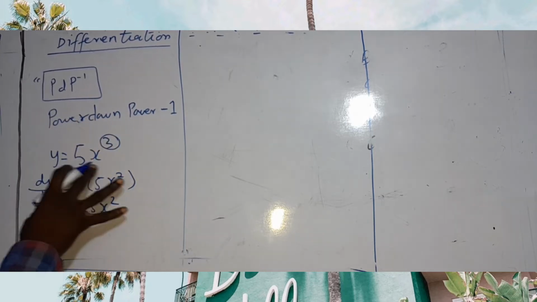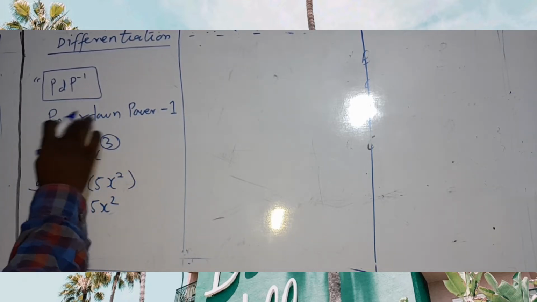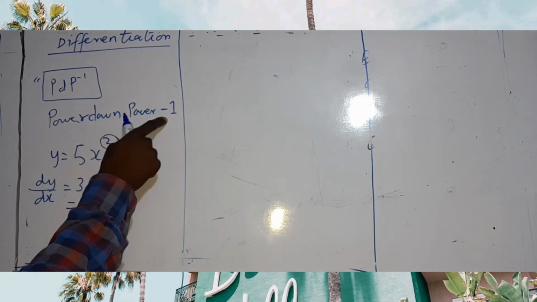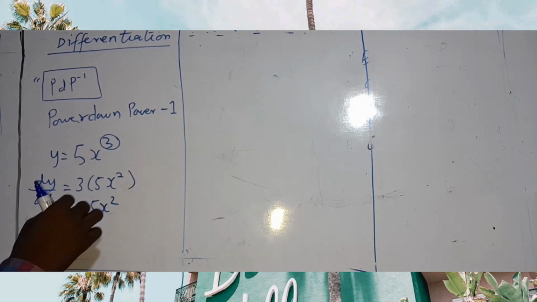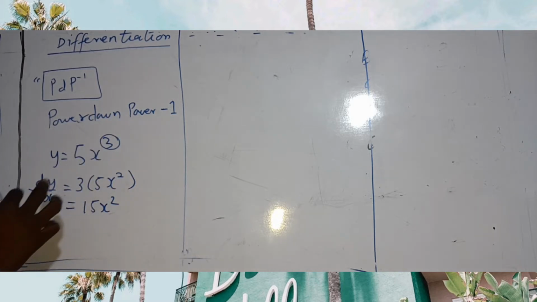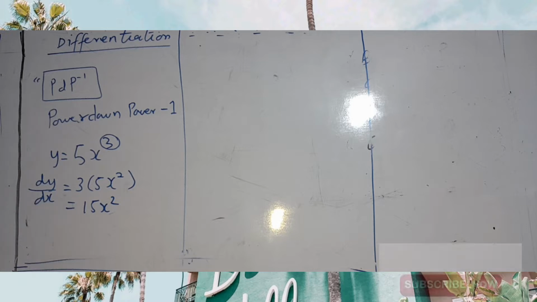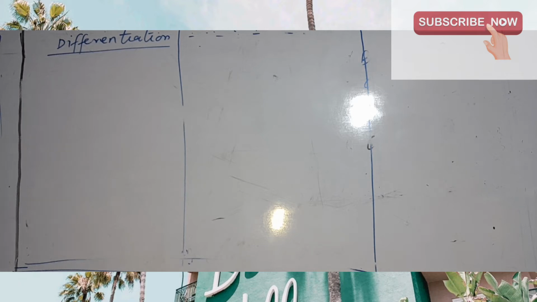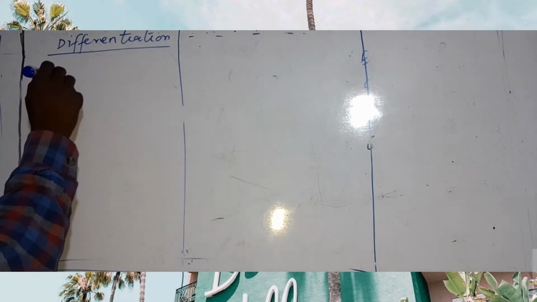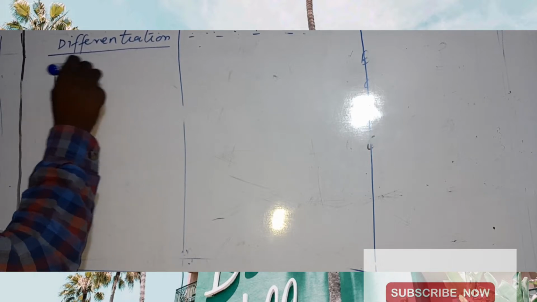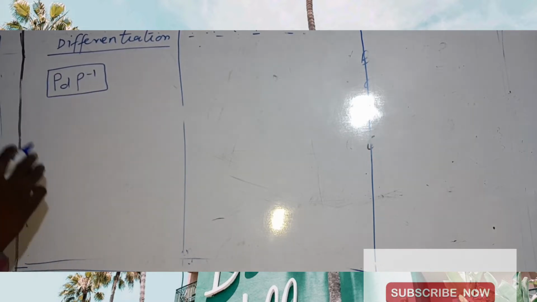So basically, this is a principle, a mnemonic, that I would like you to take before we move on: power down, power minus 1. Let's quickly move on to more differentiation and see how we can differentiate other expressions as well. As I said, don't forget power down, power minus 1. That's the mnemonic or the trick you have to use here.